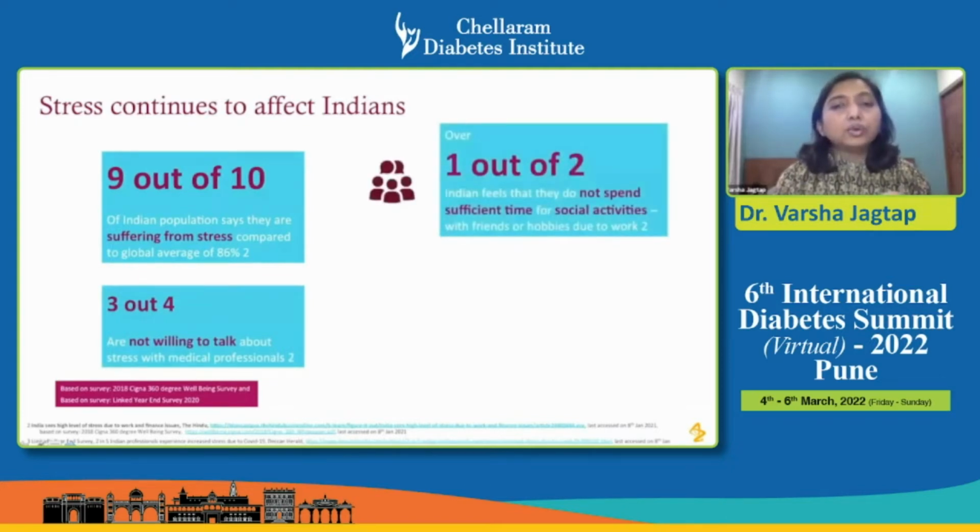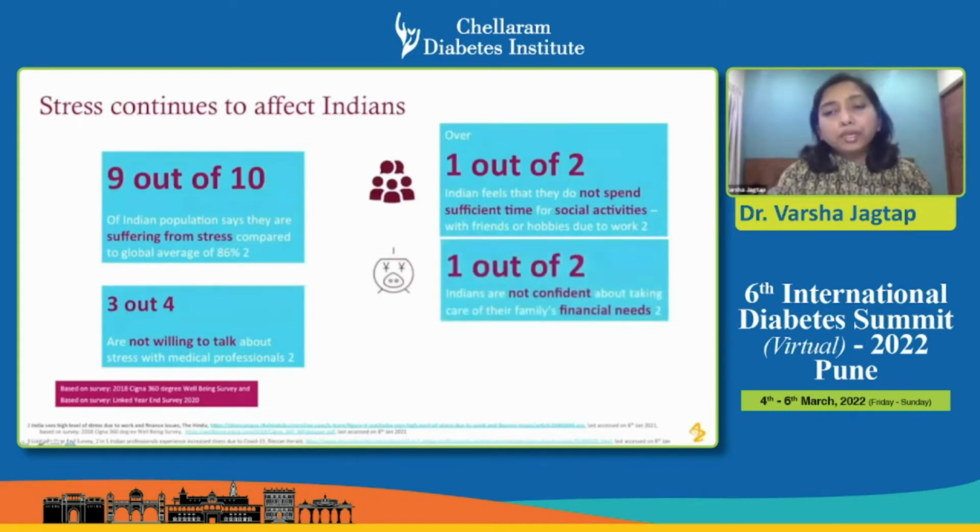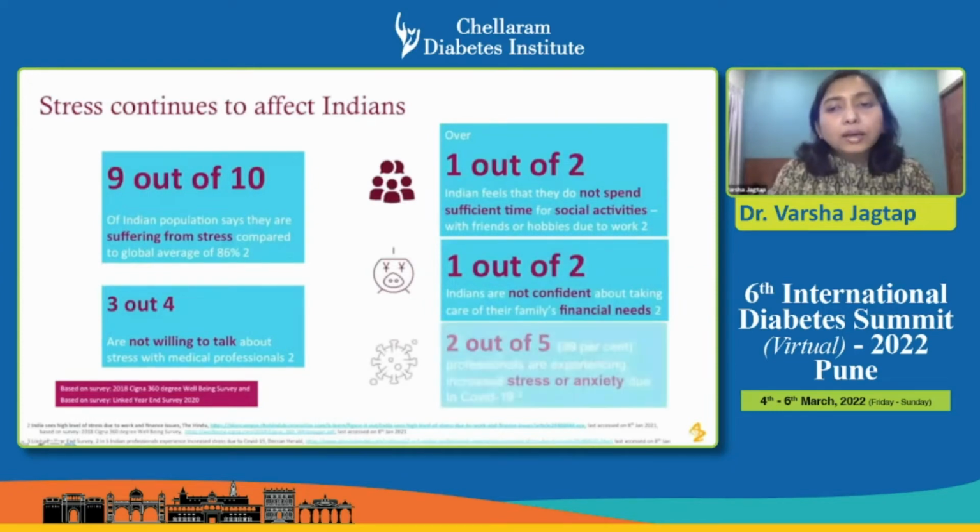50% of Indians feel that they do not spend sufficient time on social activities, either with friends or on their hobbies, because of work related stress. And 50% of them feel that the stress could also be because of financial worries, because they are worried about taking care of their family's financial needs. And COVID has compounded this problem further, where 40% of professionals are experiencing increased stress or anxiety due to COVID-19.